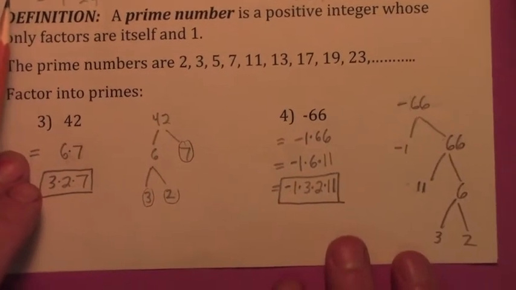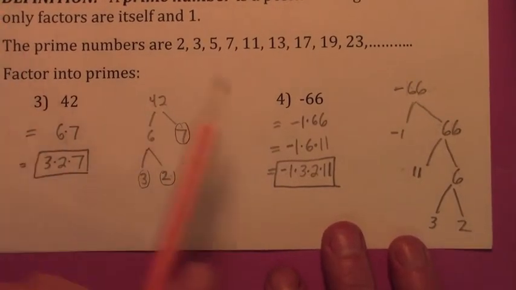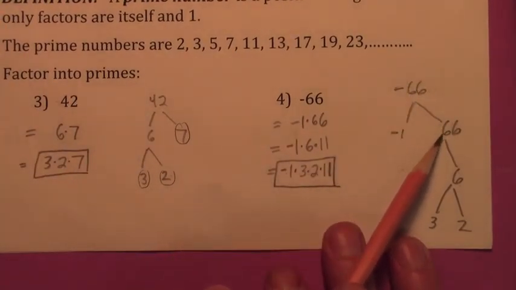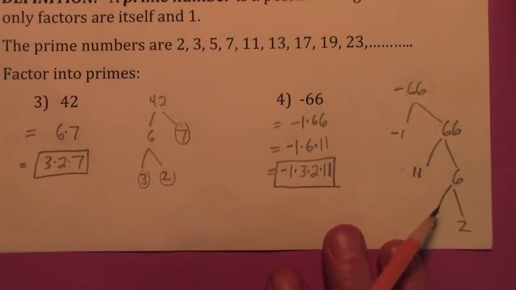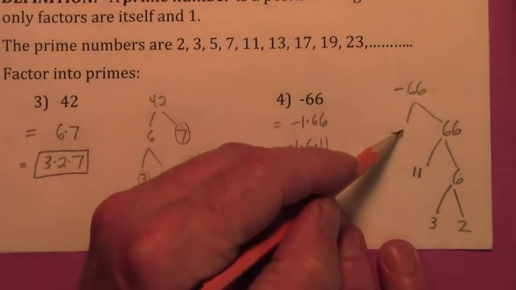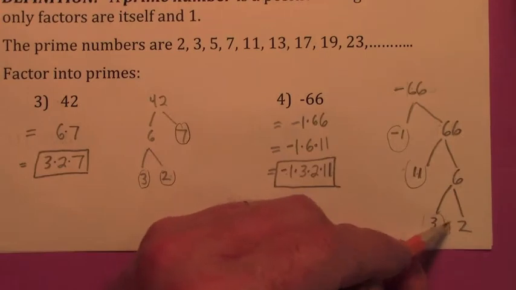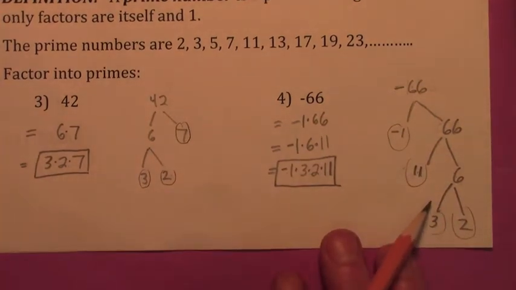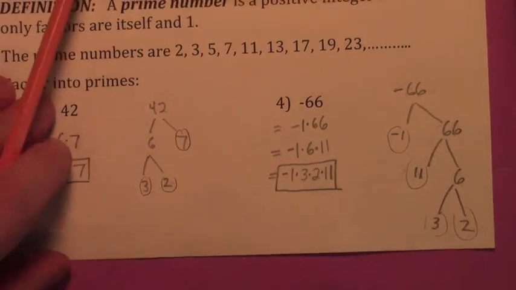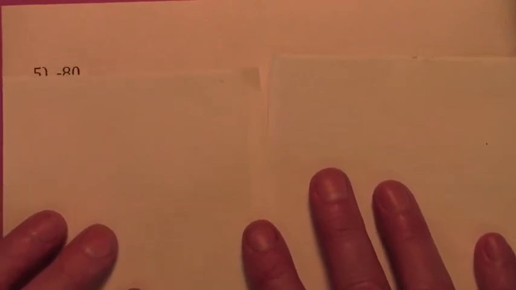Now with the factor tree, if you want to do it this way, you could write it as negative 1 times 66, and then 66 is 11 times 6, and 6 is 3 times 2. But don't forget, the factors are actually the ends of the branches. So once you find those using the factoring tree, make sure you put them all together over here. Okay, let's do a couple more, then I'll give you some to try.